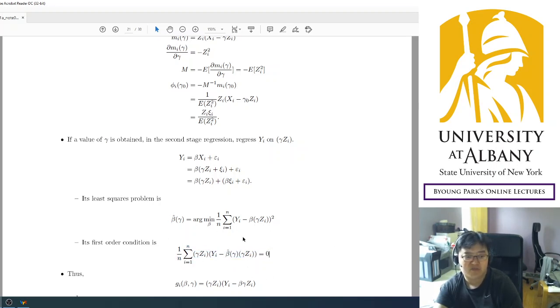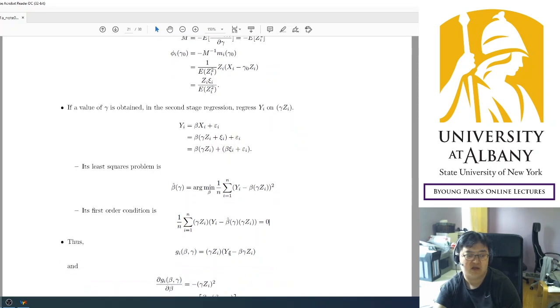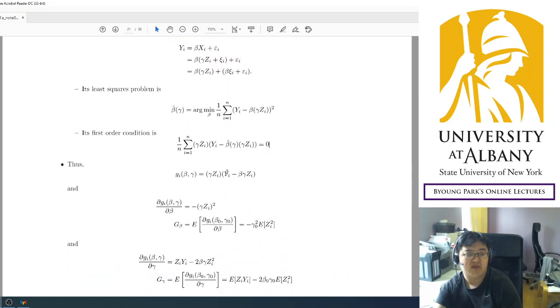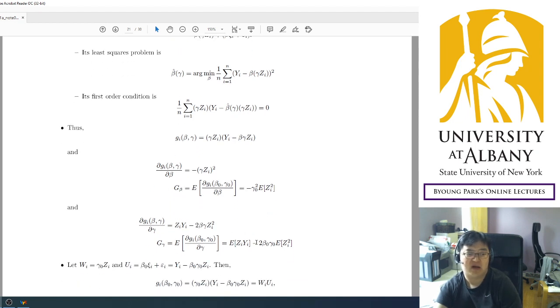Again, this form is important because we start our asymptotic normality derivation from this. So from this, you Taylor expand and you do many things. And then this function can be written in this way, and its derivative with respect to beta can be written in this way, and with respect to gamma in this way.